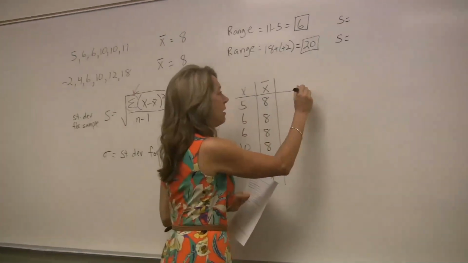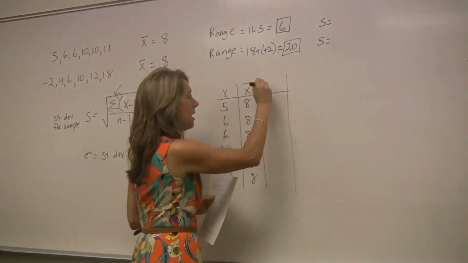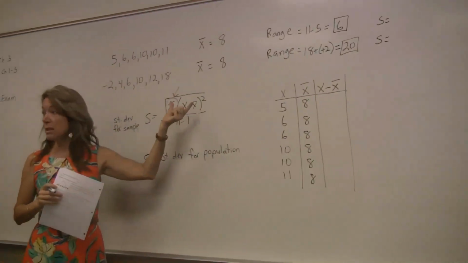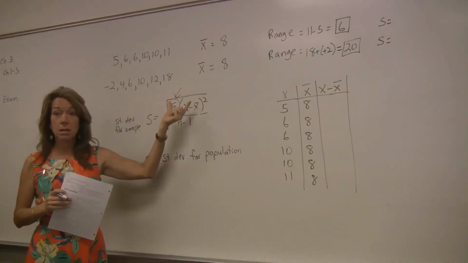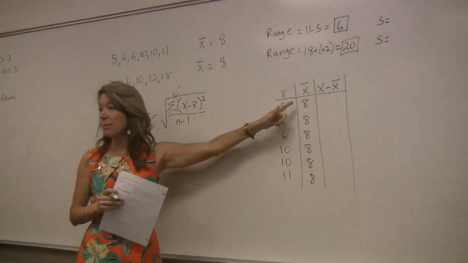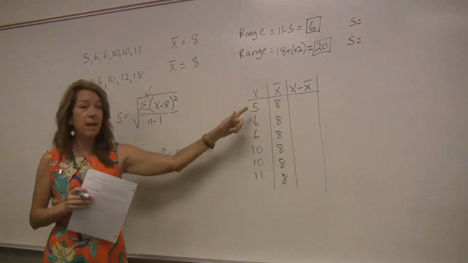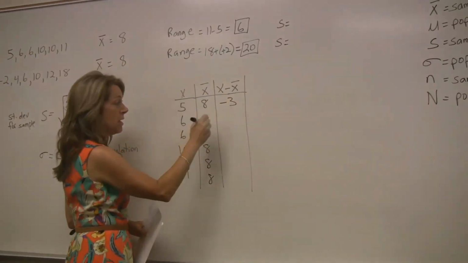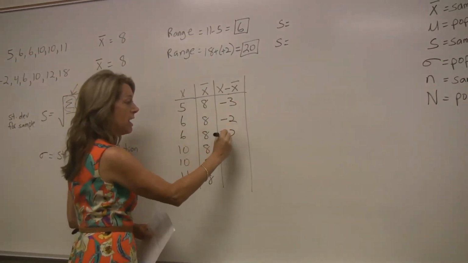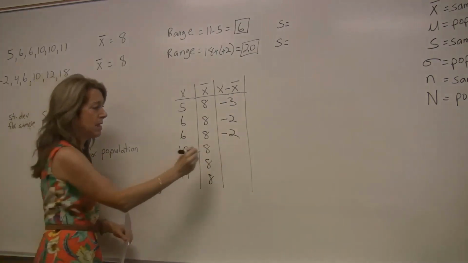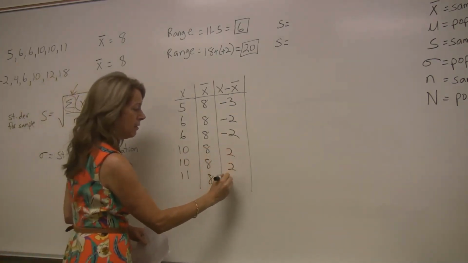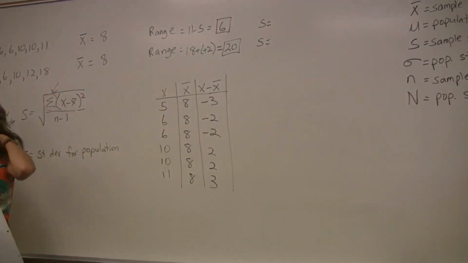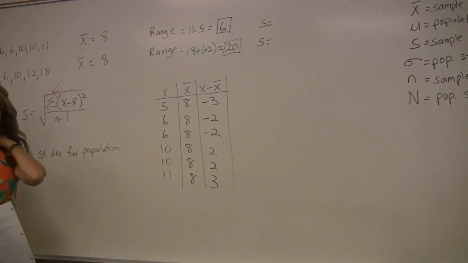Now I'm just following along with that formula. Now I have to take each x minus x bar. That's what's inside the parentheses. So for each one of these x's, I'm going to subtract x bar. So 5 minus 8, negative 3. 6 minus 8, negative 2, negative 2. This one's the same: 2, 2, and 3. And now it ends up being positive. We're doing all these subtractions. If we do it a little bit at a time, it won't kill us.